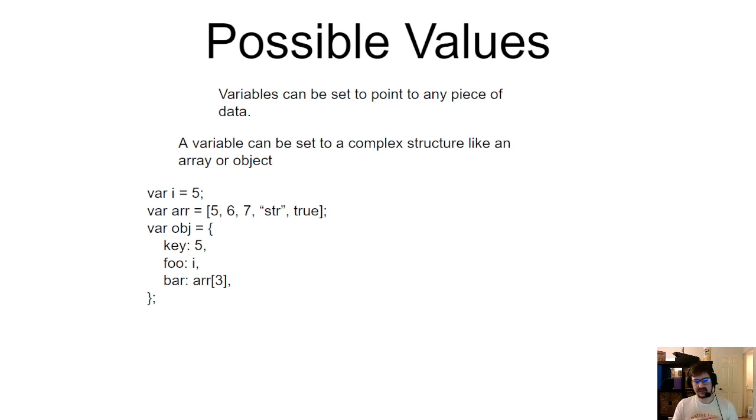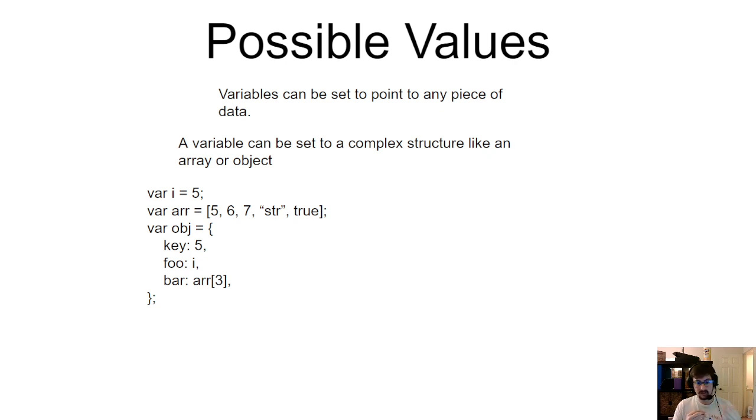So we have 5, 6, 7, which are all numbers, str, which is a string, and true, which is a Boolean. Arrays can contain different types of data. This is a little different from other languages, such as Java or C++, where arrays can only contain one type of data. So if you declare an array of numbers, it can only have numbers. JavaScript arrays can contain anything, which is both good and bad. It gives us a lot of flexibility, but it also means that we have to do more checking to make sure the data we're dealing with is what we expect.